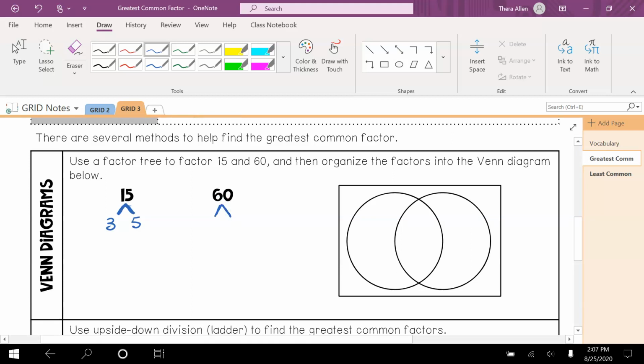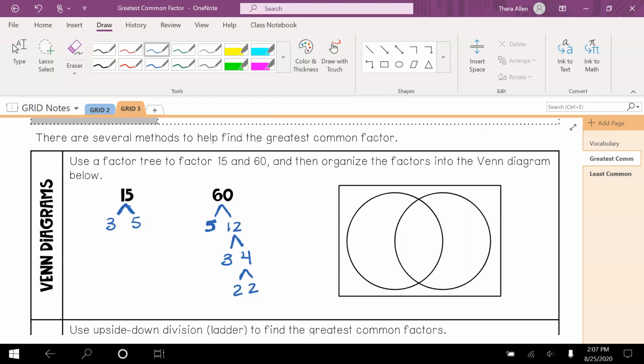With 60, I see that it ends in a 0, so I know 5 can go in there. And let's see, 5 times 12 gives me 60. I cannot break down 5 anymore, but I can break down 12. 12 breaks down into 3 times 4. And then 4 can break down into 2 times 2. I left 3 alone because I cannot multiply anything other than 3 times 1 to give me 3. It is prime. So I'm breaking these down into my prime factors.